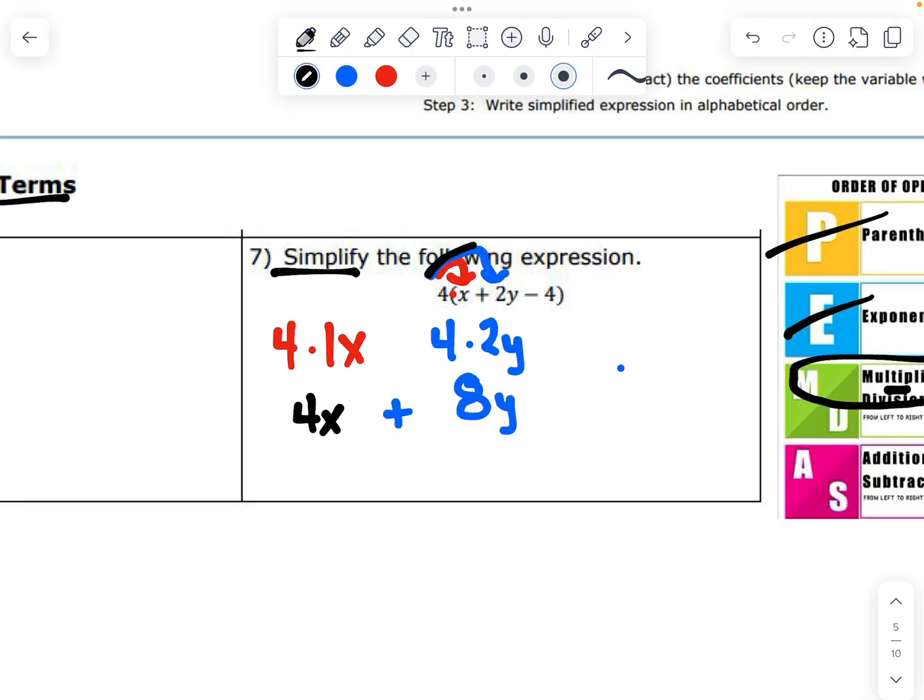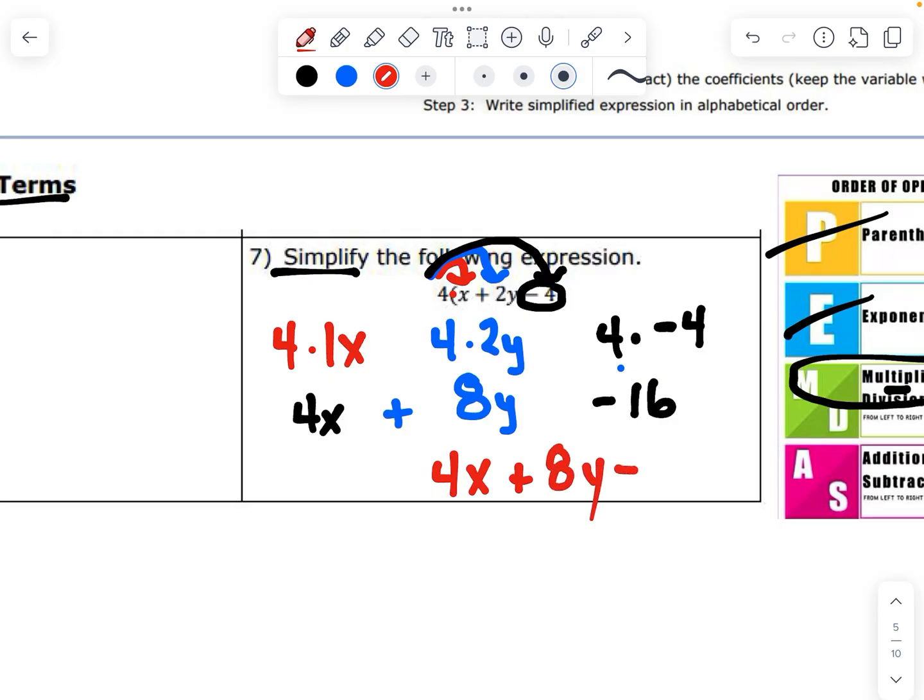All right, then 4, told you it's a bigger class, that 4 has to multiply to now a negative 4. That's very important. Okay, a lot of times if I see a negative, I'll go ahead and circle it to make sure I get that negative with it. Okay, so 4 times negative 4 is negative 16. So my final answer would be 4x, which is different than the positive 8y, which is different than the constant of negative 16. Therefore, that'd be our final answer.